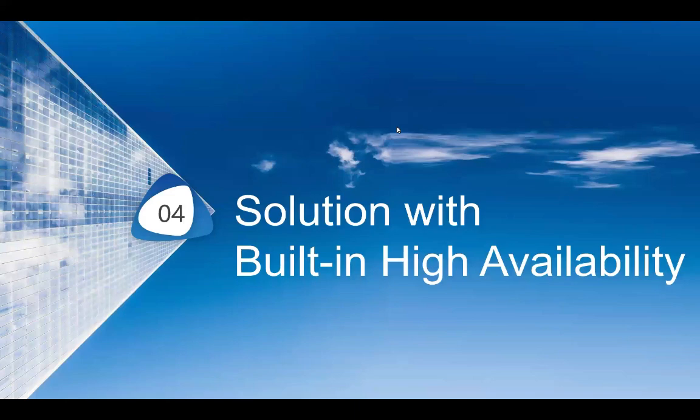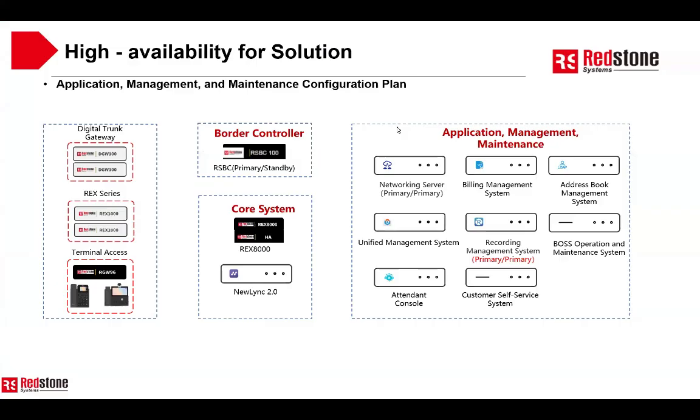Earlier, we talked about the high availability design of our core business systems, which are the central components of the Redstone solution architecture. However, in a comprehensive operation plan, we can't rely solely on the core system to provide overall protection. So we also have supporting applications for management and maintenance, like billing, address books, and recording.